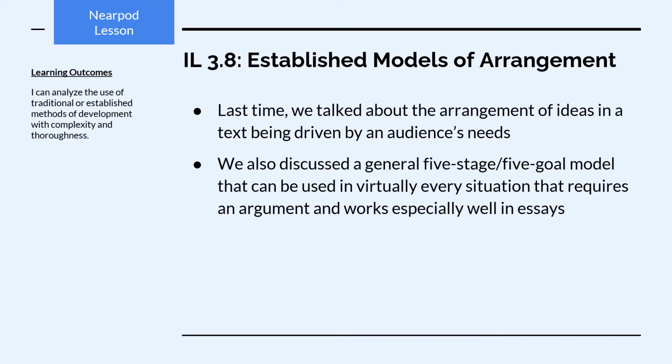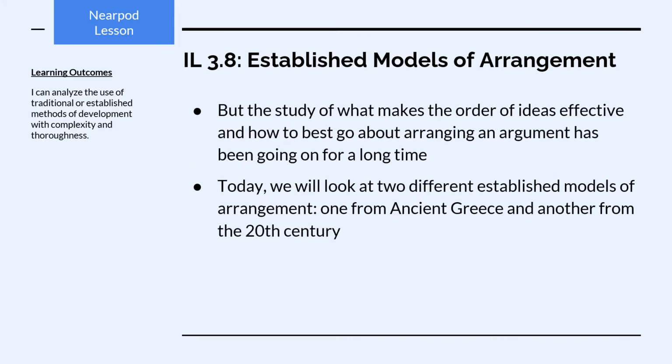In the last lesson, we talked about the arrangement of ideas in a text being driven by an audience's needs. We also discussed a general five-stage or five-goal model that can be used in virtually every situation that requires an argument and works especially well in essays. But the study of what makes the order of ideas effective in a text and how to best go about arranging them has been going on for a long time. So today we're going to look at two different established models of arrangement. The first one comes to us all the way from ancient Greece and the other from the 20th century.